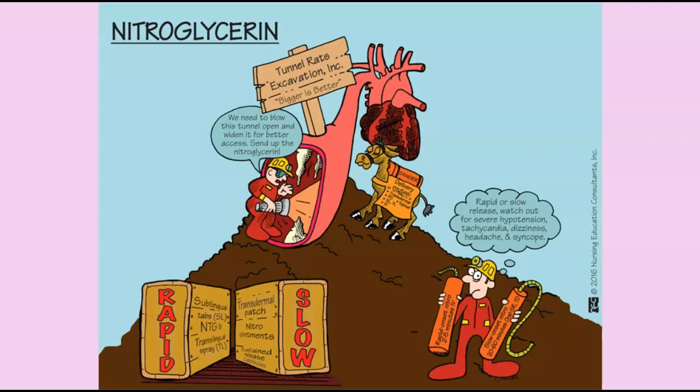For rapid administration, meaning that they get into the system rapidly, you have sublingual nitroglycerin, IV, or your translingual spray. For slower acting, you have the transdermal patch, the nitro ointments, or the sustained release capsules. And you want to make sure that you watch out for hypotension, tachycardia, dizziness, headache, and syncope.